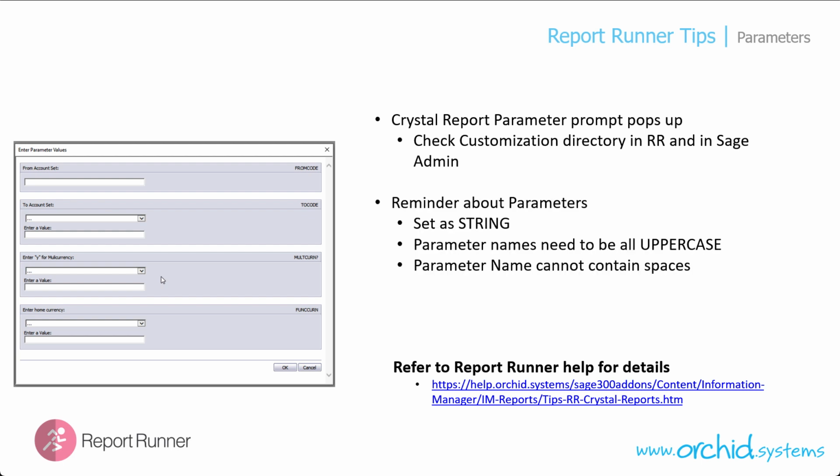While we're talking about parameters, a reminder that if you are creating your own Crystal reports and you're adding parameters, you need to make sure that they're all set as string. So if you're trying to set up a value as a parameter, a number, you still need to set your parameter as a string and then convert it in your report. The parameter names need to be all in uppercase and cannot contain a space. And this is documented in the Report Runner help.